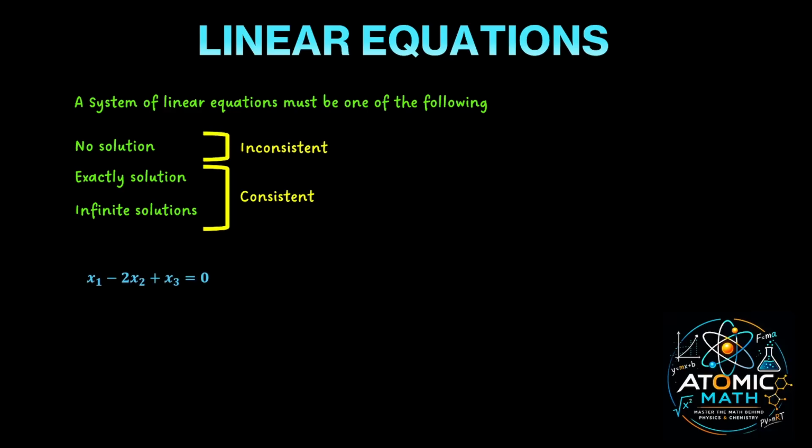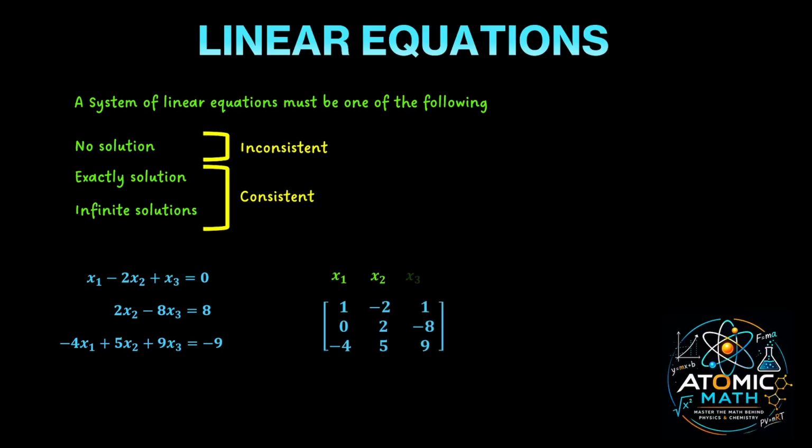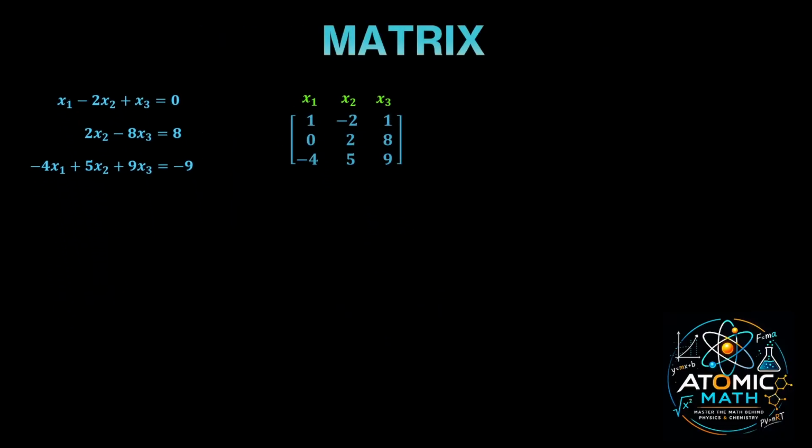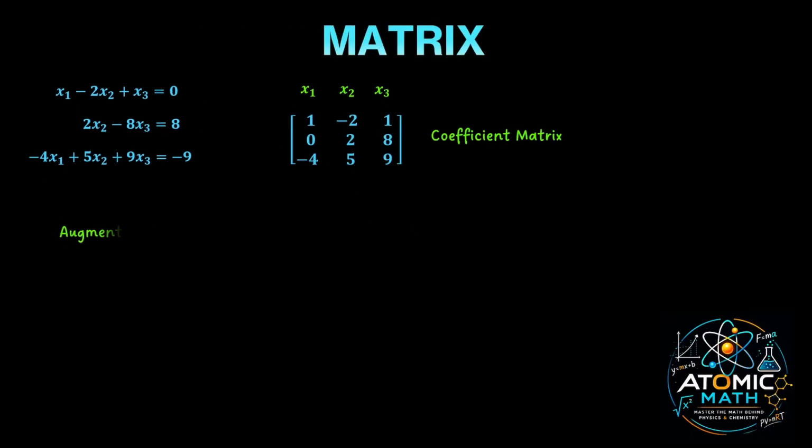So if we look at this equation here, x1 minus 2x2 plus x3 equals 0. And then we have this equation here, 2x2 minus 8x3 equals 8, and minus 4x1 plus 5x2 plus 9x3 equals minus 9. Now we can use a matrix to solve this system of linear equations. We could simply put the coefficients of each of the variables into a matrix. So we would have the first column representing x1, the second column x2, the third column x3. Now, this is what we would call a coefficient matrix, but we can also have something called an augmented matrix. This is going to include the values on the right of the equal sign, and it's going to look like this. So we have added this extra column, and it's representing these numbers here.